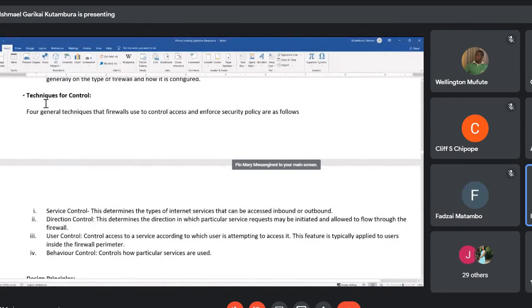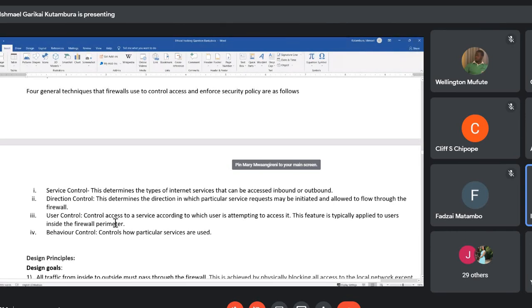And then here, I included the techniques for the control of the firewalls, just for information, not really responding to the question. Ideally, there is the service control, which determines the types of services that can be accessed inbound or outbound. Then the direction control: the firewall is set such that it either allows certain incoming traffic but does not allow outgoing, or both ways. You may control the incoming or the outgoing or both. Then there is the user access control, where a service is designed around people who are attempting to access certain services. Then behavior control. This one I said is not part of the question.